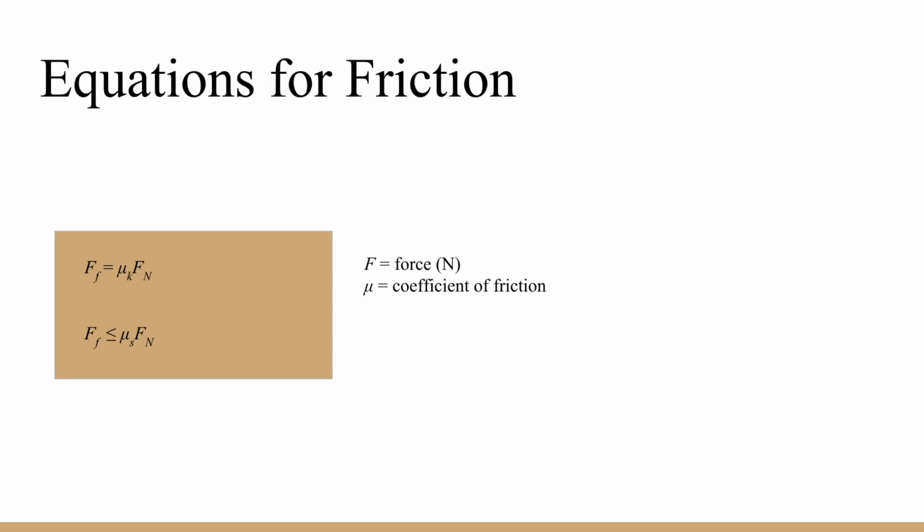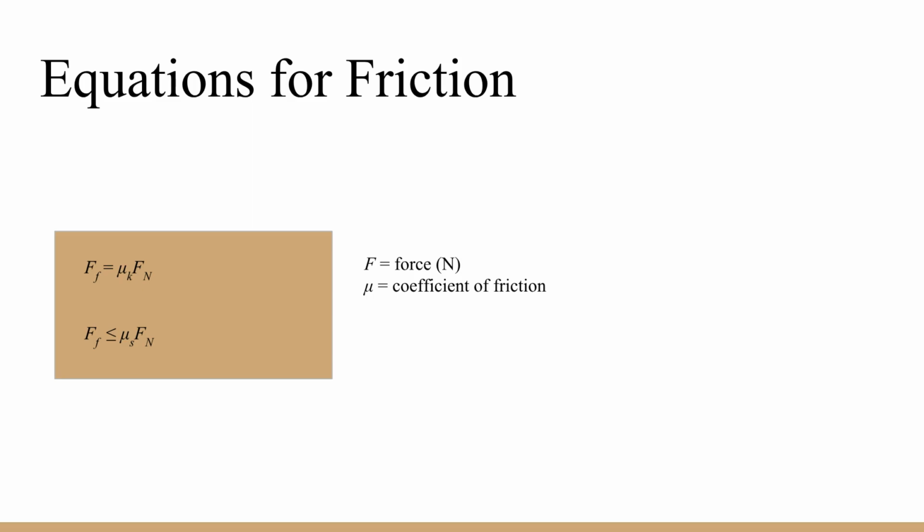So F_f, the top one, will be the equation for kinetic friction. It is equal to mu. That's the Greek letter mu. This number is known as the coefficient of friction. It is usually below 1. However, there's some that are above 1. So that's mu, the coefficient of friction. It depends on the material of the object and the material of the surface, times the normal force, F sub n.